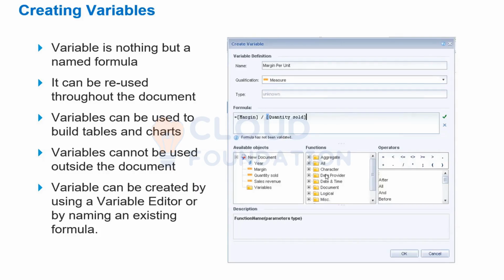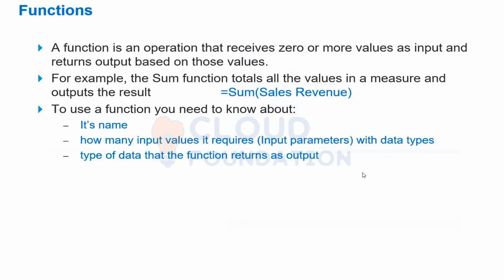These are the functions provided by Business Objects that we can use for creating variables or formulas. To use a function, you need to know its name, how many input values it requires, their data types, and the type of data the function returns as output. For example, the sum function sums up total sales revenue.